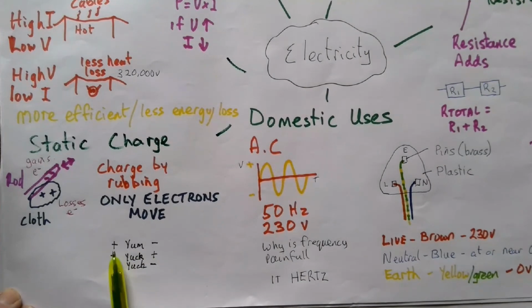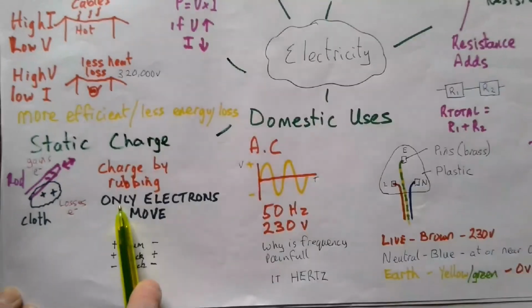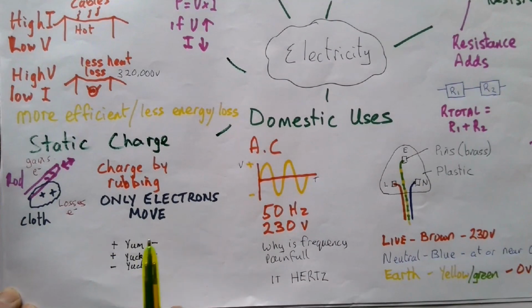I've done yum and yuck here. So positive likes negative, so positive is attracted to negative; opposite charges attract. Or, the same charge is yuck: positive does not like positive, positive repels positive, and negative repels negative. So like charges repel, unlike charges attract. And the key thing to remember, everything's explained by electrons moving only.